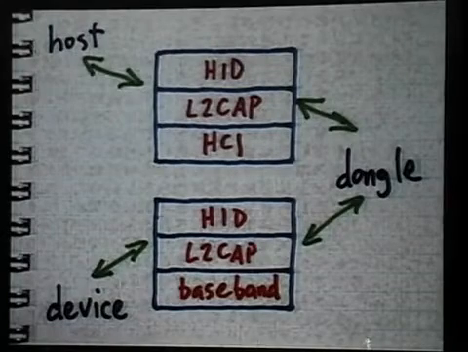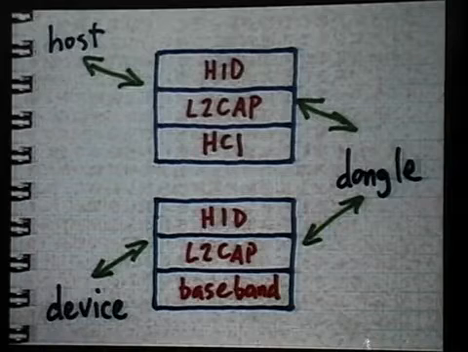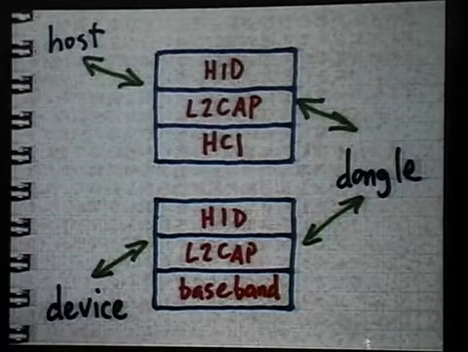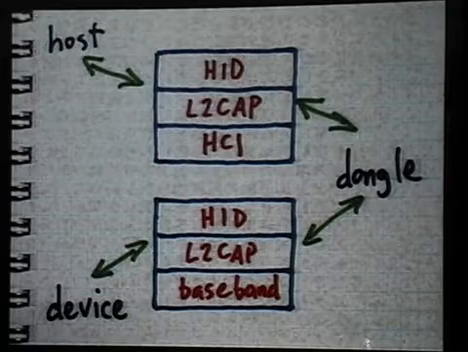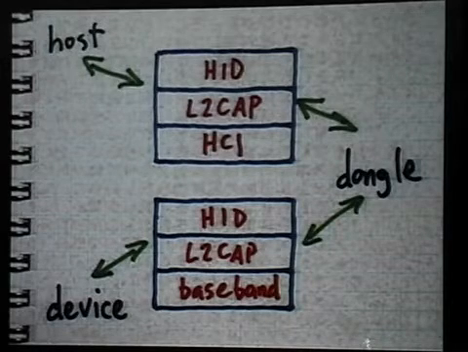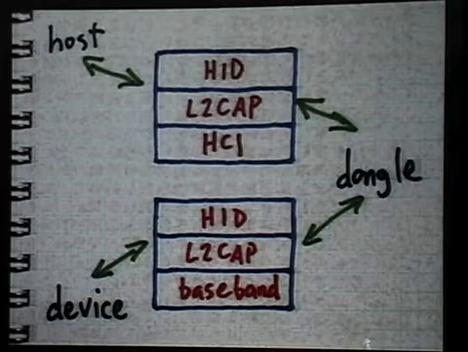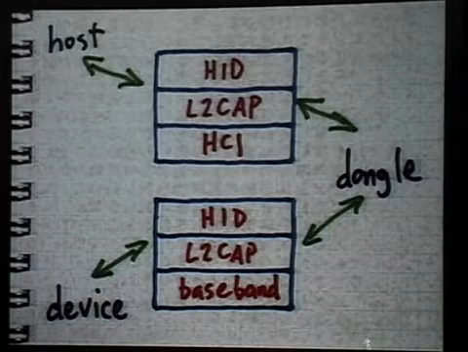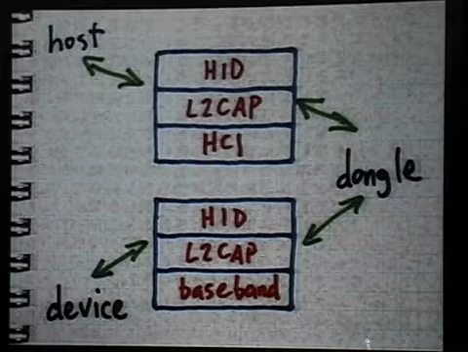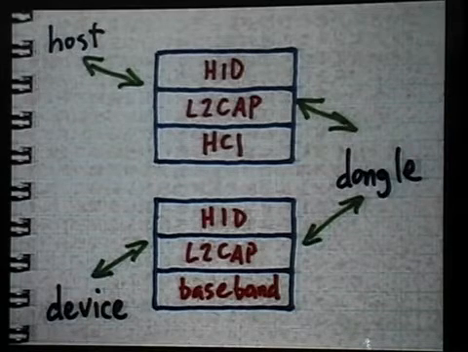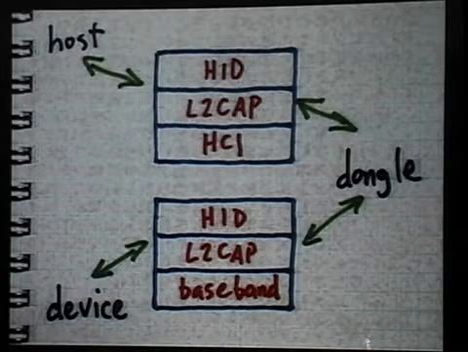The HID protocol is in the form of short frames called reports. An HID report is carried in an L2CAP frame, which is one of the Bluetooth suite protocols. That runs over HCI, the host controller interface between a host and a host adapter, like a dongle. And that same HID report carried in the same L2CAP frame is carried over the baseband interface, which is the air interface between a dongle and a device.